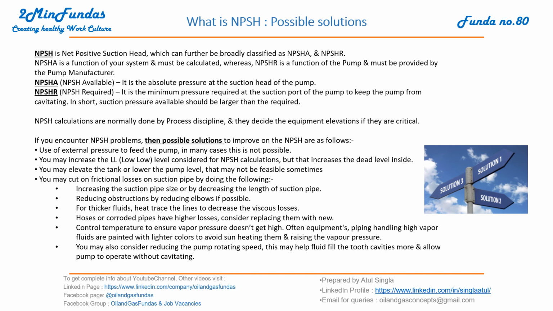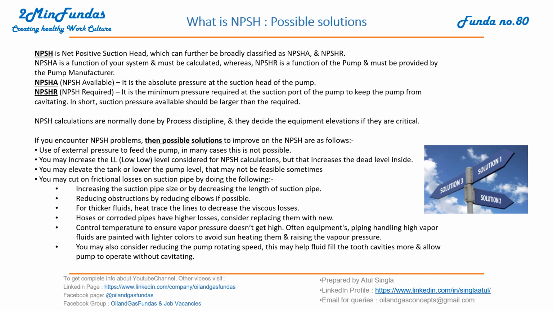NPSH calculations are normally done by the process team, and they decide the equipment elevation if they are critical. So NPSH is the only criteria which is used by the process team to decide the equipment elevations. Sometimes fluid is traveling from one point to another, and there may be a change in pressure. If the pipe length is more, there may be a change in pressure, so some NPSH problem may be there.